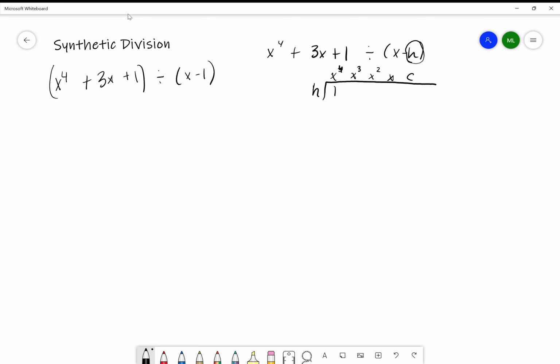Alright, so now let's look at our example closer and I'll show you what I mean. But again, synthetic division only works if you have an x minus h. If you have a polynomial of any form, any degree, and it's divided by an x minus h. Okay, so let me erase this.